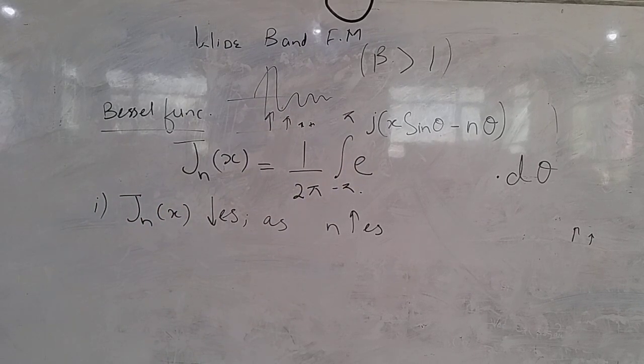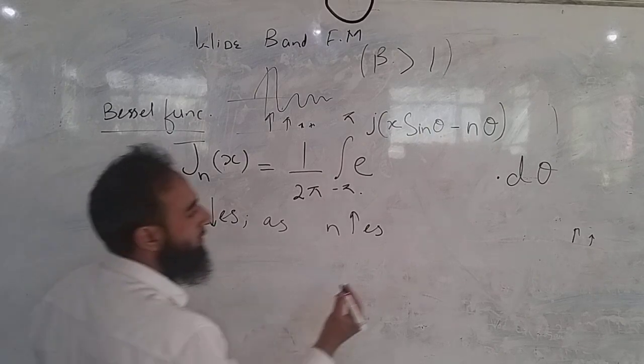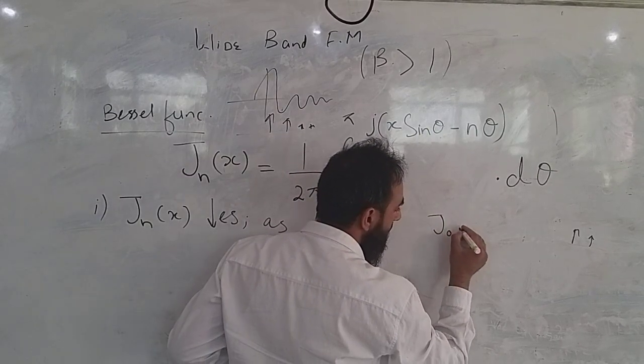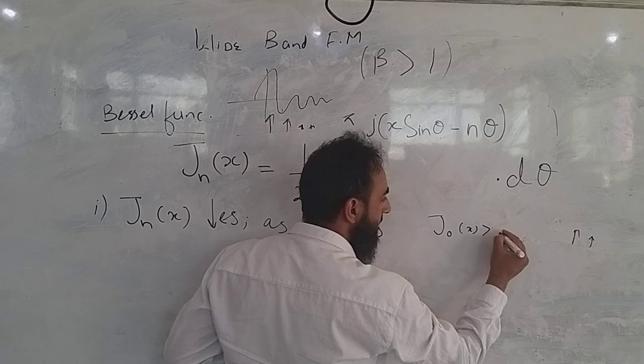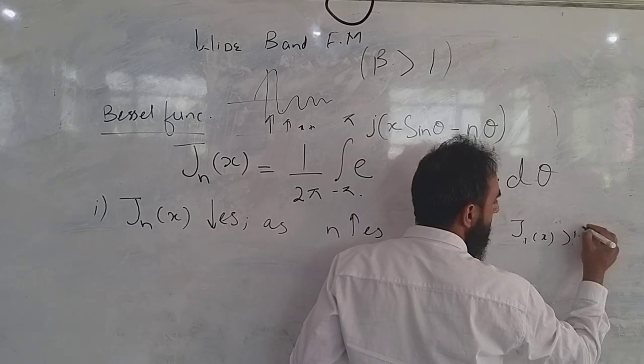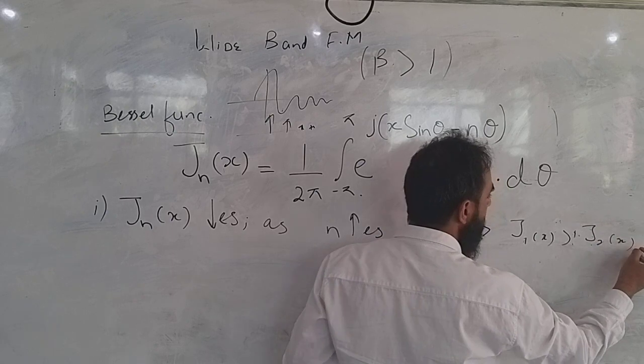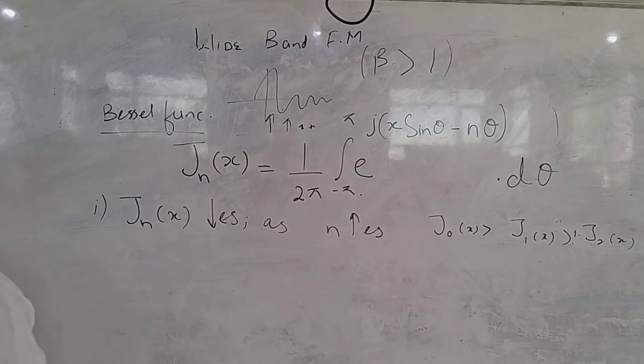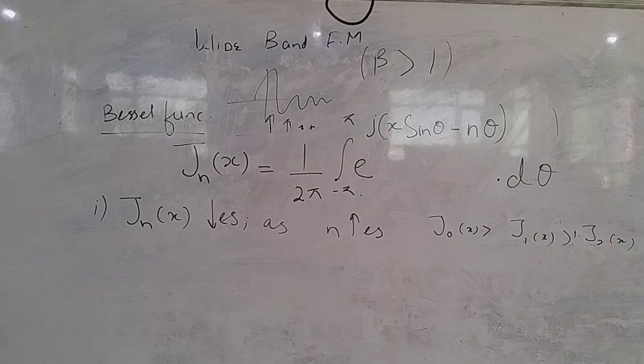So this is point number 1. This means, for your understanding, J0 of x is greater than J1 of x is greater than J2 of x, right? Which will be the largest? J0 of x. I mean its value is the highest one.